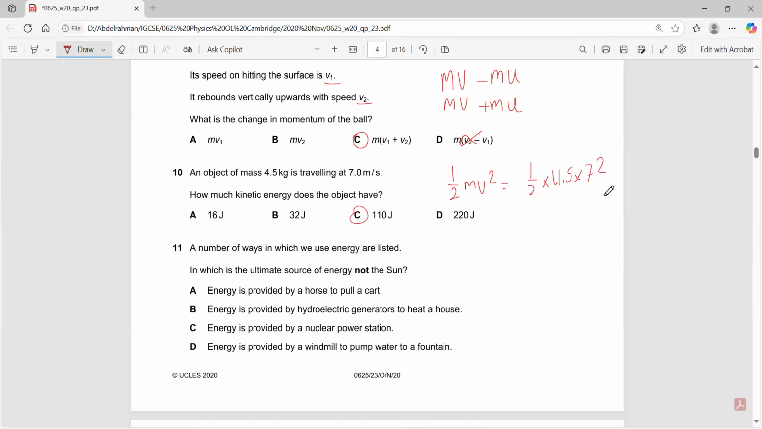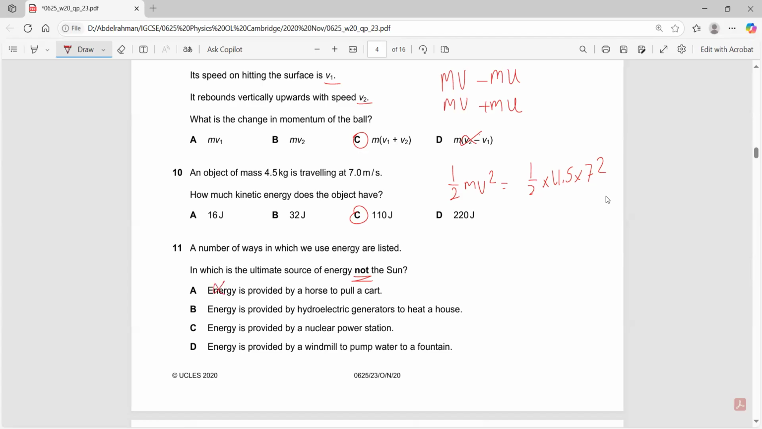A number of ways in which we use energy are listed. In which is the ultimate source of energy not the sun? Which of these is energy provided by a horse to pull a cart? Isn't this also due to the sun? Again, the horse eats food which depends on photosynthesis, for example. So no, it depends on the sun.